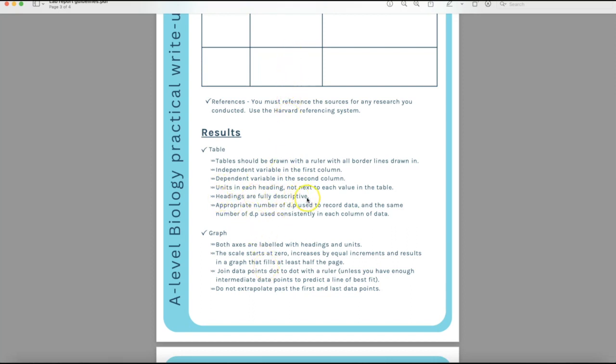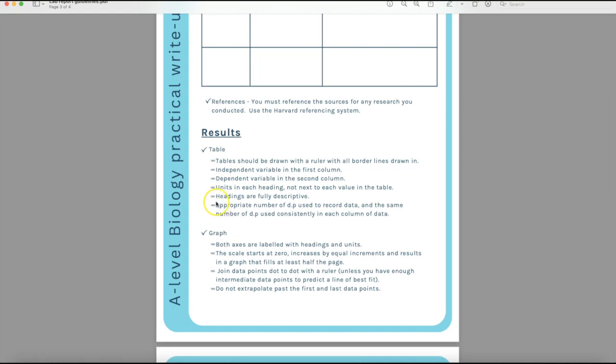Where I've said here headings are fully descriptive, what I mean by that is if you're measuring the time taken for, let's say, a particular color change to occur, which indicates the end point of a reaction, you shouldn't just say time taken in seconds, let's say, for your units. You should be saying time taken for the blue-black color to disappear. Like, you really describe the time taken of what.